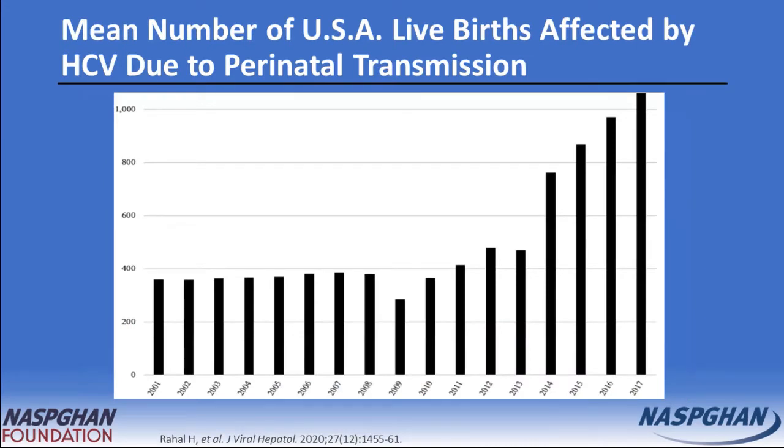Correlating with this, the mean number of live births affected with hepatitis C virus due to perinatal transmission are also rising. So again, x-axis has time in years, y-axis is number of births of hepatitis C affected children or infants, and we have over a 240% increase from 2010 to 2017.